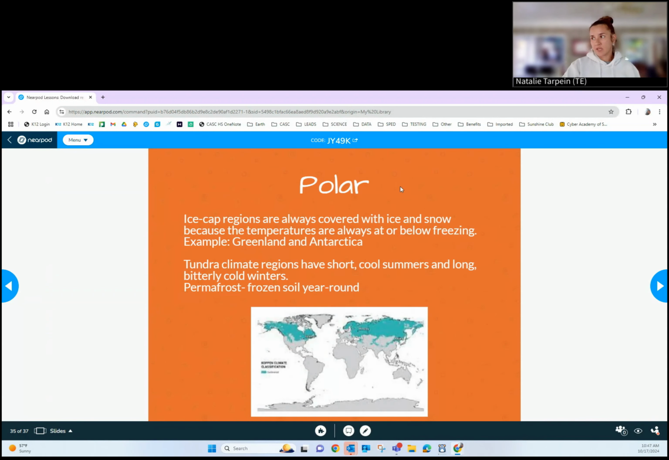And finally, polar regions are just like the name suggests, polar. So the northern parts of the latitude are considered ice cap regions, covered with ice and snow. Temperatures are always at or below freezing. Greenland and Antarctica, which isn't highlighted green down here, but definitely would be polar. Typically short, cool summers and long, bitter, cold winters. Permafrost is a term that you may not have heard before, but that just means permanently frozen soil year-round. Even in the summer, you dig down to a certain point and that soil just stays frozen. Yes, very cold.